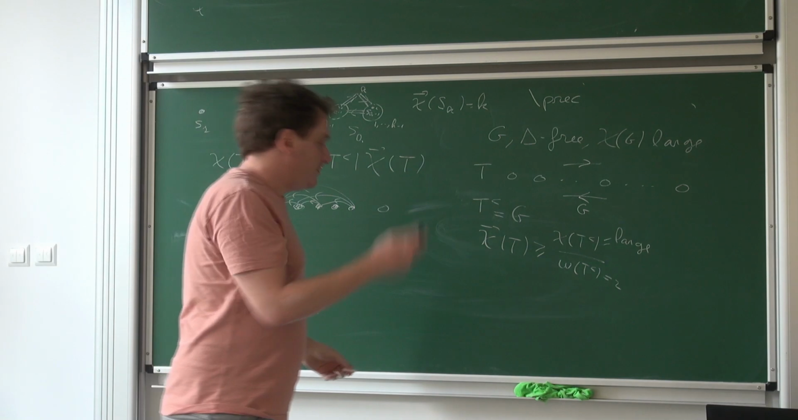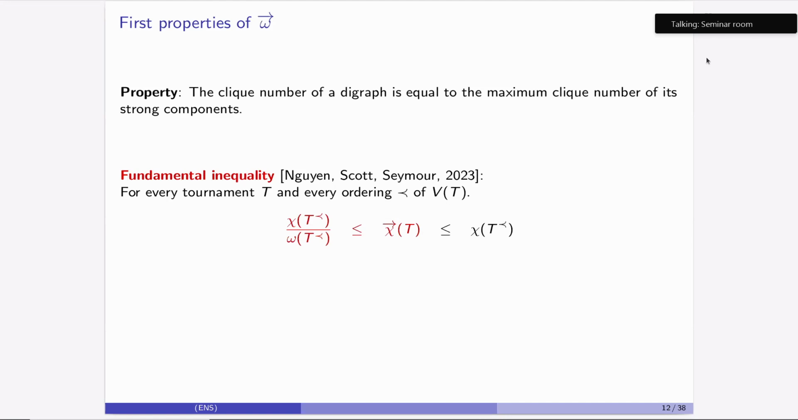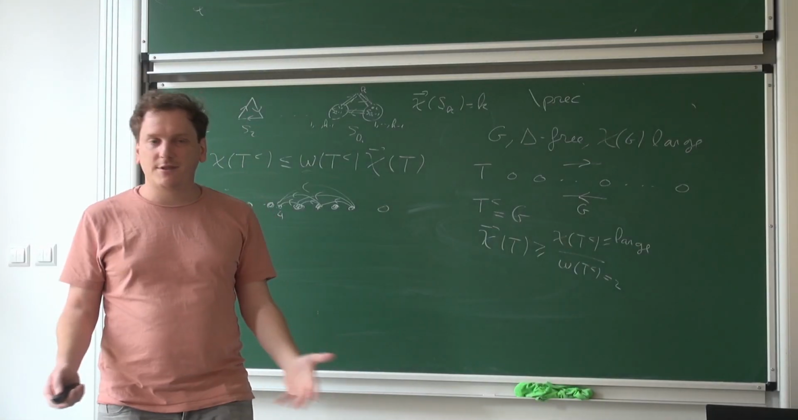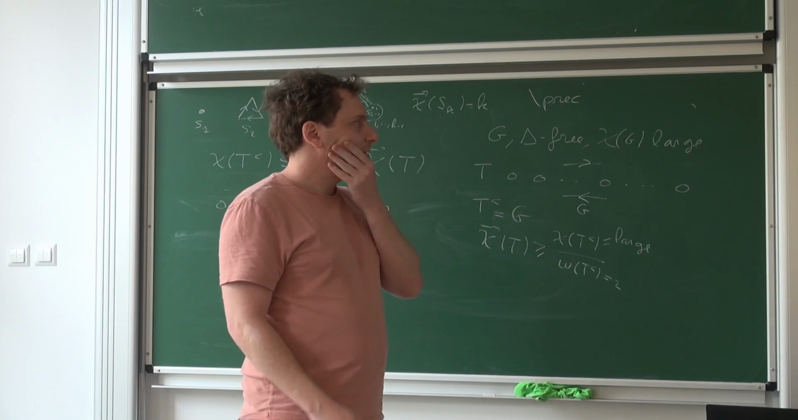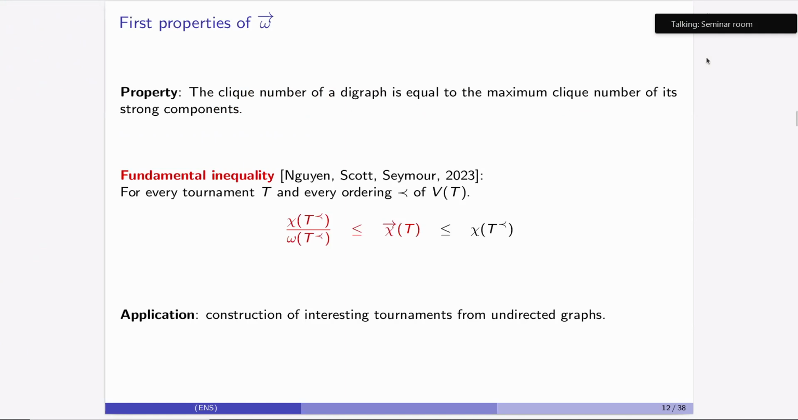And yeah, I'm the only one calling it the fundamental inequality, but I call it like this because this is what makes everything work. For example, if you replace tournament by digraph here, this is not true anymore. And this is the reason why we study tournaments instead of digraphs. Okay. So the first application is the construction of interesting tournaments, and this is an example: tournaments with large dichromatic number and small clique number. Okay. Is there a question? Maybe? No?